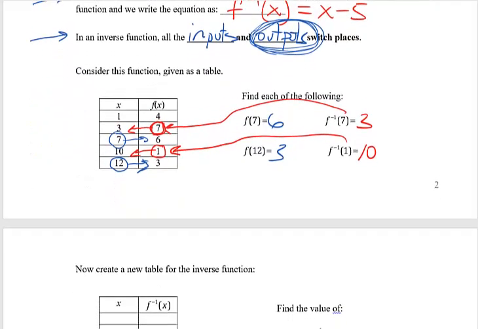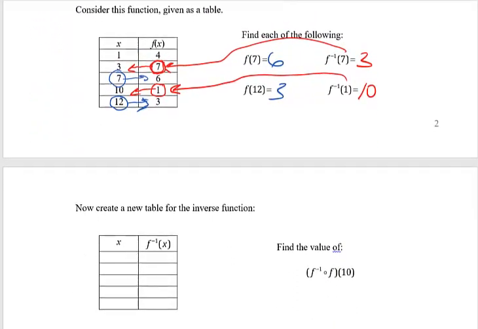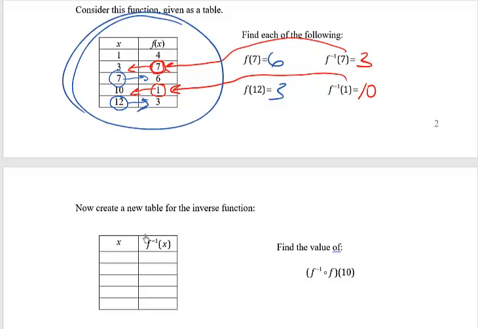Now, one thing I could have done to make this a little easier on my brain is to simply have created a new table specifically for the inverse function. And that would help me work out these two examples probably in an easier way. How do I do that? If I have an original function table, how do I create the inverse function table? Well, it's pretty simple, because remember, all the inputs and outputs simply switch places.